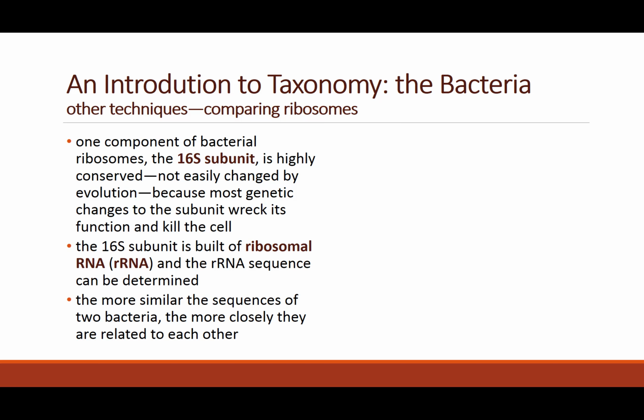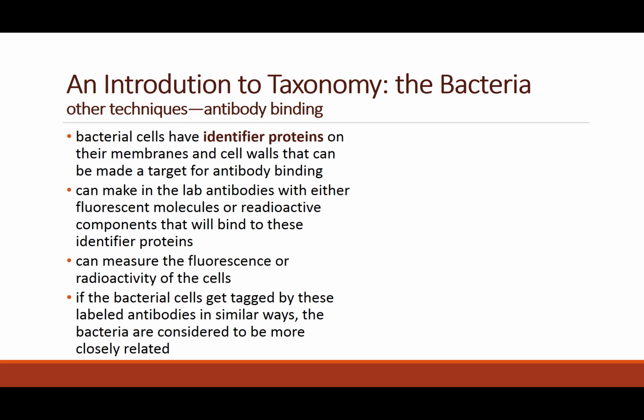If they're very similar, then we would expect that they're more closely related than if there are some of these subtle differences that can be tolerated by the cell and allowed in the 16S subunit. So if you see any differences at all, then you would suspect very distant relationships between the bacteria that have those 16S subunits in them. So that's using ribosomes. You can also use antibodies.